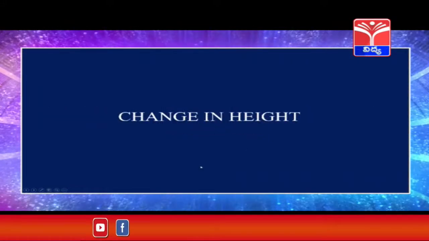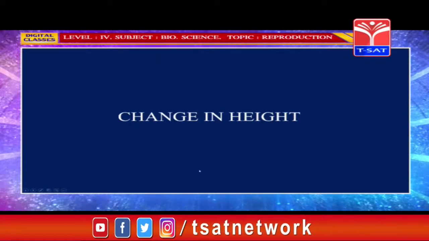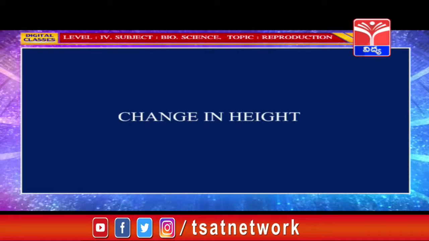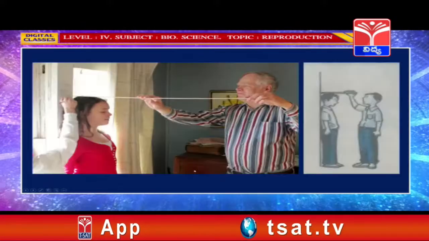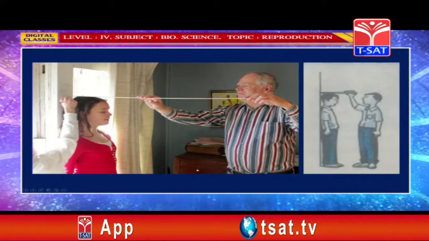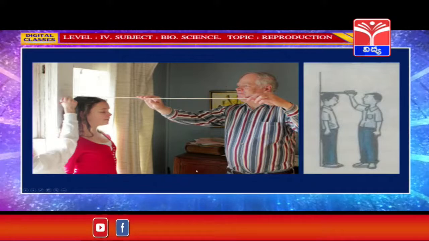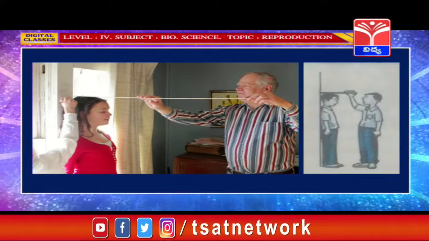We can see many changes during adolescence. One of it is change in the height. It is caused by the growth in long bones of the arms and legs. Plants grow continuously throughout their life, but we do not grow uniformly like plants. We grow to a certain height for a certain period only.